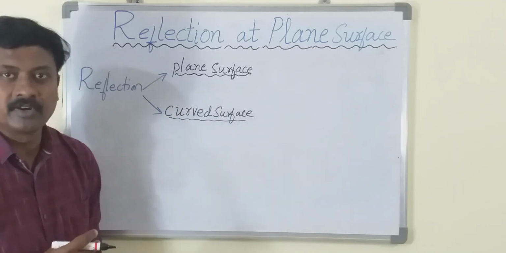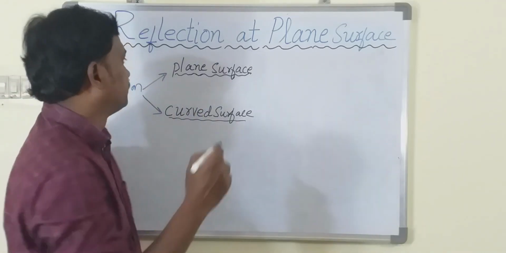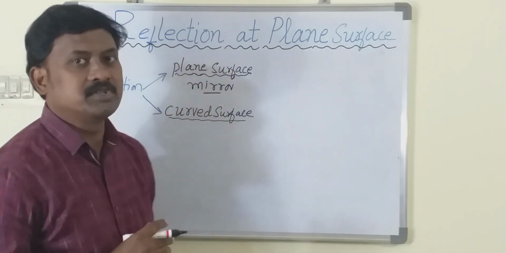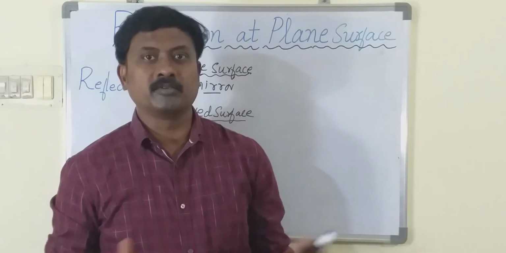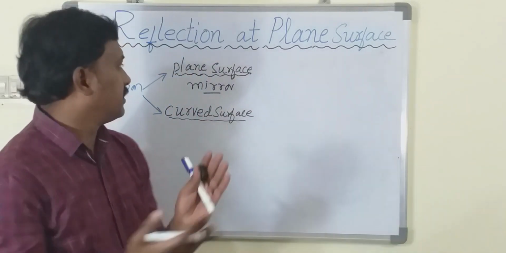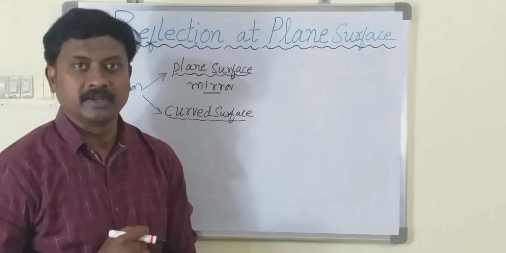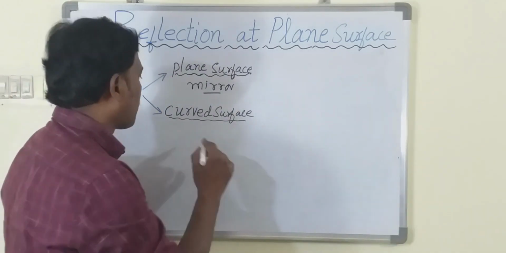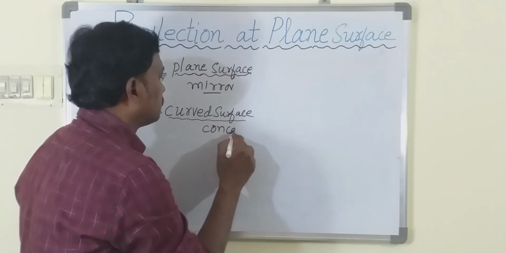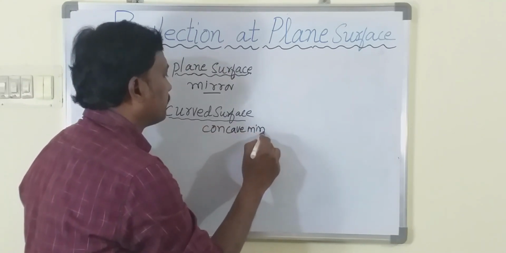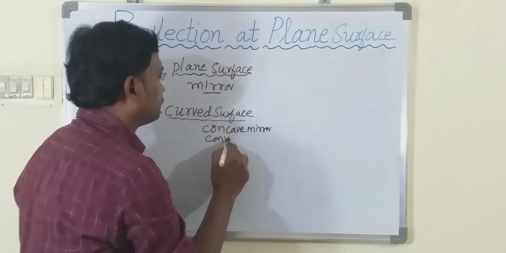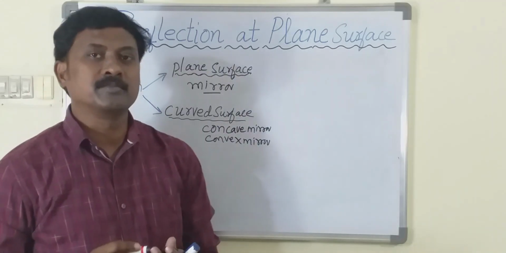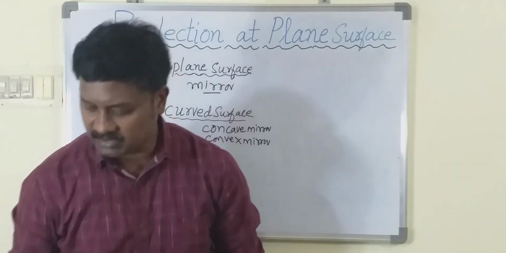The best example for the plane surface is the looking mirror. This is a common mirror which we regularly observe ourselves in before we go outside. In everybody's house we can see this plane mirror. Next is a curved surface. The best examples are the concave mirror and convex mirror. About the concave mirror and convex mirror we are going to study in the next coming classes.